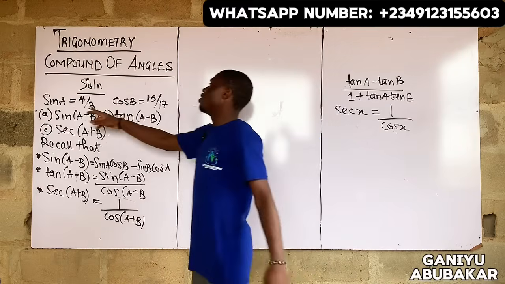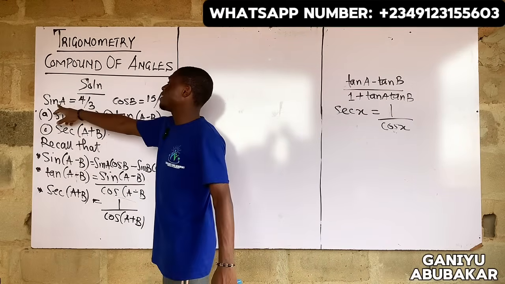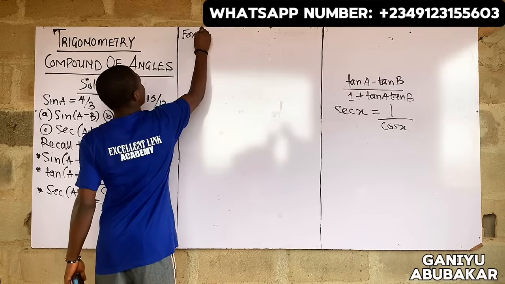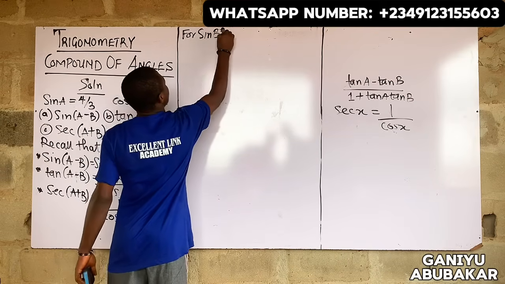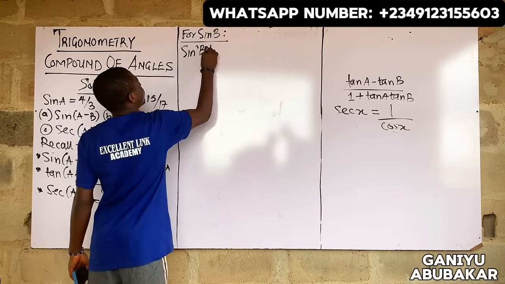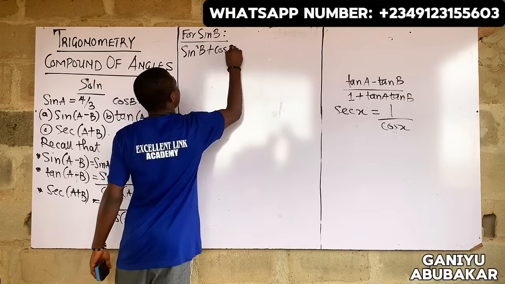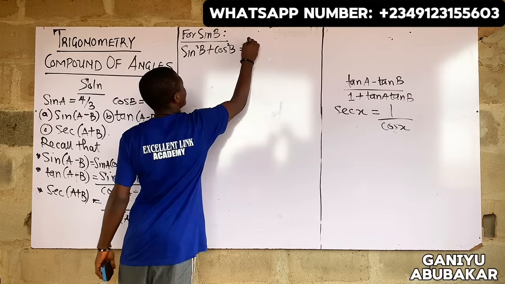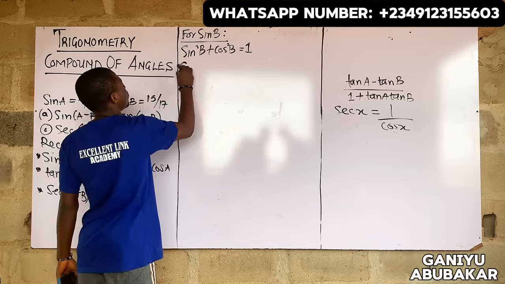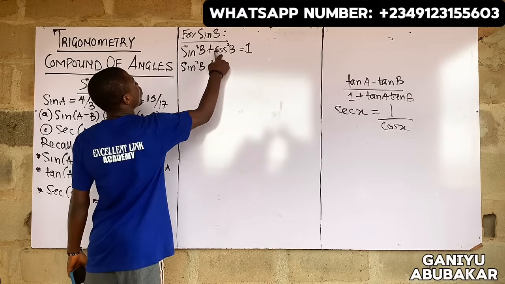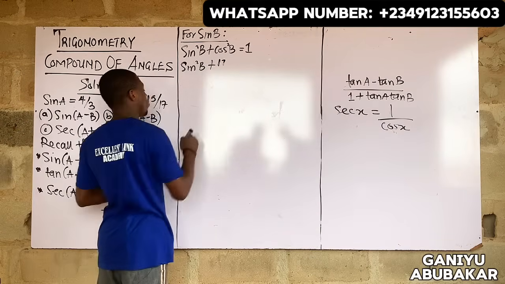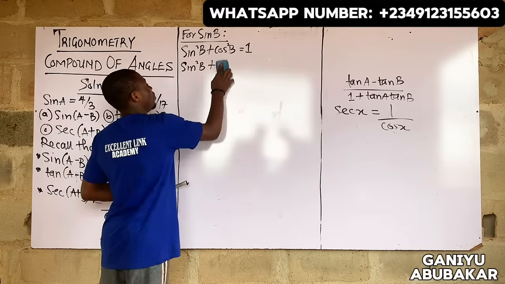So let's get sine A, sine B and cos A. Let's start with sine B. For sine B, what do we know? We know that sine B squared plus cos B squared is equal to 1, right? So I'll have sine B squared as unknown, plus cos B squared, where cos B is 15 over 17.